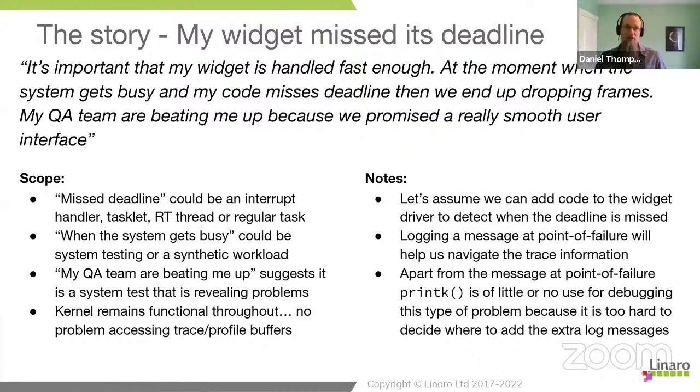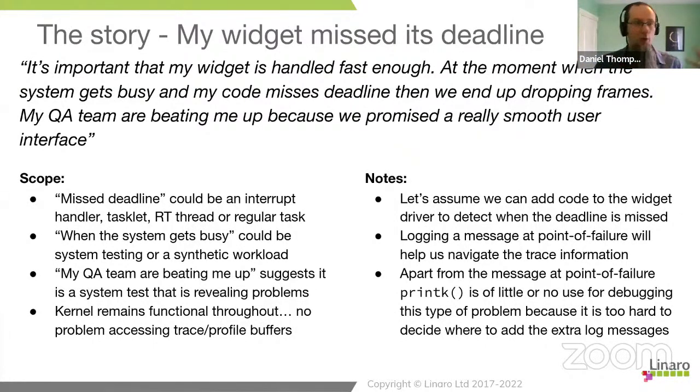You can read the story. Essentially, we've got a widget that's critically important we handle fast enough. We're assuming some kind of real-time thing. When the system gets busy, code starts to miss its deadlines. You can see I've called it we end up dropping frames, which is very much a testament to my set-top box background. It doesn't have to be frames. And my QA team are beating me up because we promised them a nice smooth user interface.